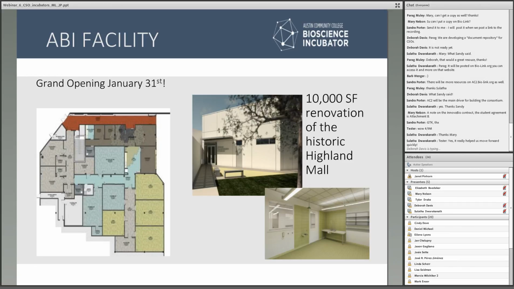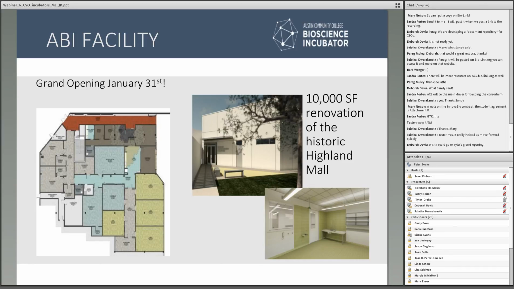ACC purchased it a few years ago and has been renovating different sections. We were fortunate enough to renovate some old storefronts into wet lab space.